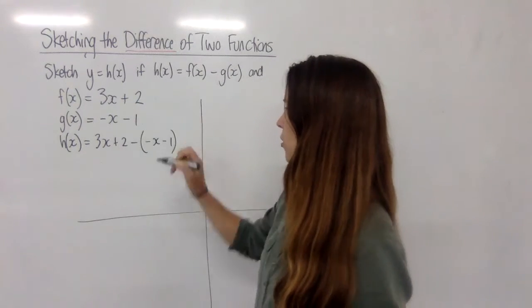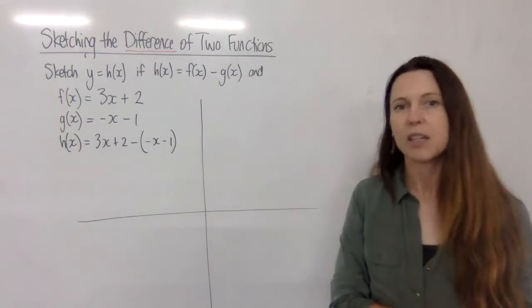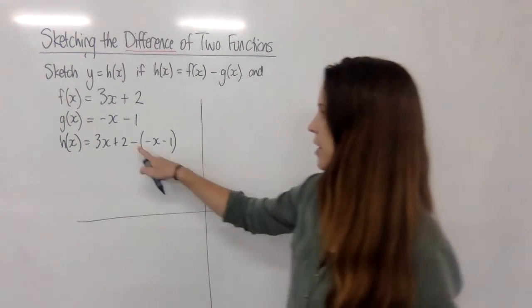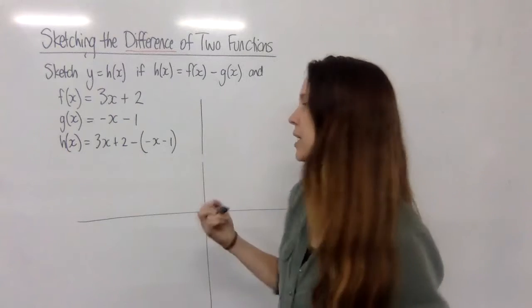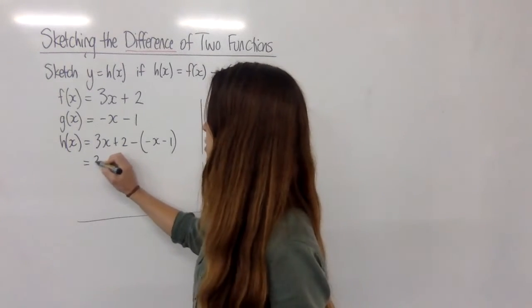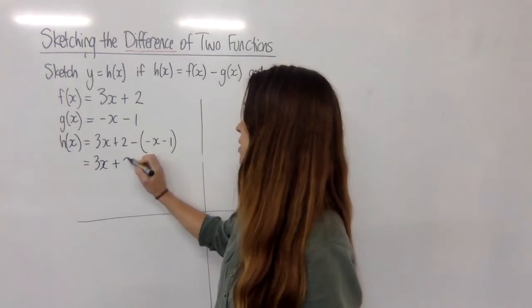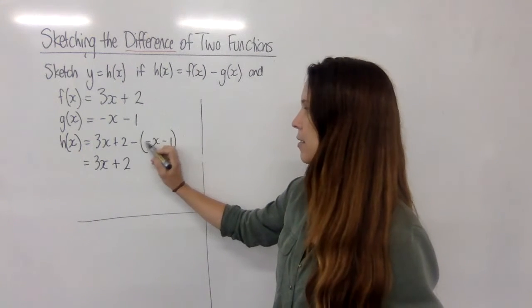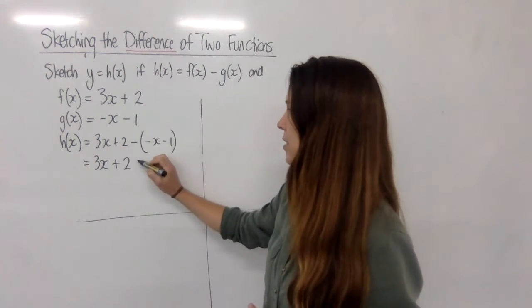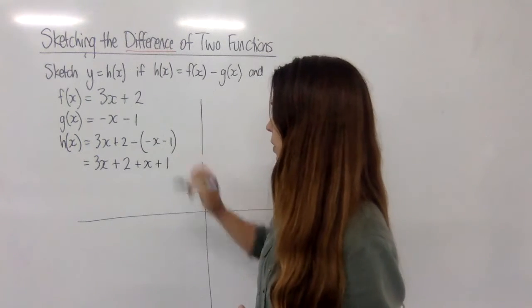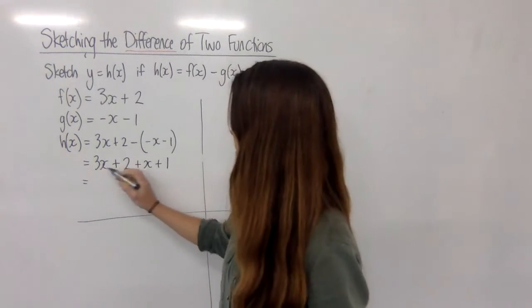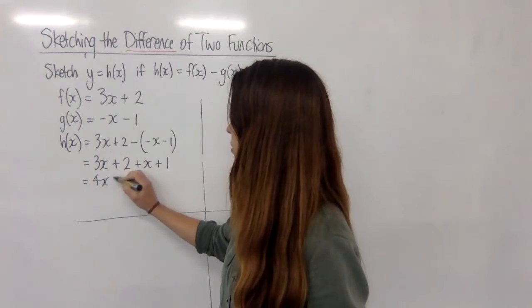Now, I can already hear what you're thinking. Don't make a classic sign error here. We need to put brackets around the thing that we're subtracting so that we can get our signs right. So take your time so that you don't make a mistake. This is 3x plus 2 minus 1 times minus x is plus x, and minus 1 times minus 1 is plus 1. So now I can tidy up and say that we've got 4x plus 3.